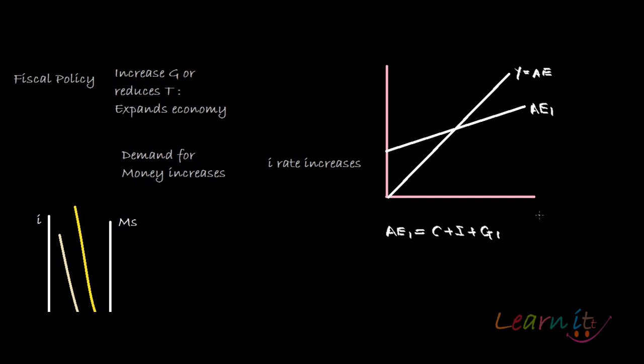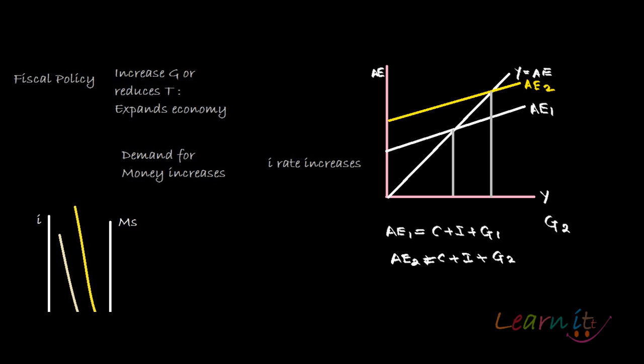Now, because of an increase in government expenditure to, say, G2, what will happen? Aggregate expenditure in the economy would increase from C plus I plus G1 to C plus I plus G2, and because of that, aggregate expenditure has increased. So aggregate output would also increase from Y1 to Y2. So the first effect is on expanding this economy.